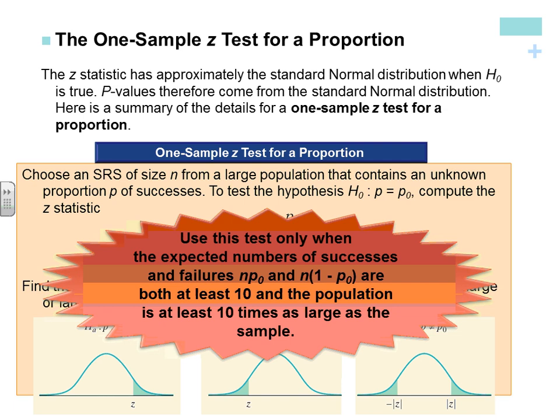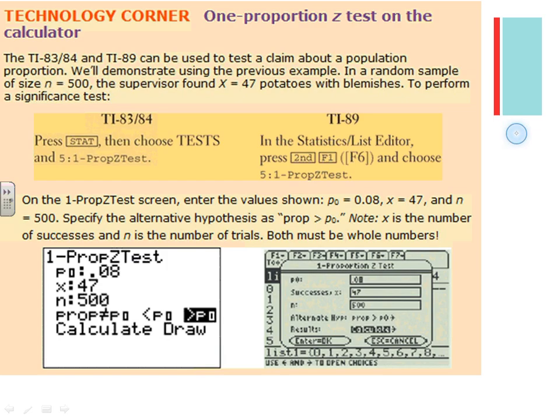So use this test only when the expected numbers of successes and failures are both at least 10, right? We cannot perform it unless it is normal. So we can do a one proportion z-test instead of the interval here. So if I'm calculating the p-value, I'm doing a test. If I'm calculating an interval, then it'd be a one proportion z interval. You could also check all of this in your calculator.